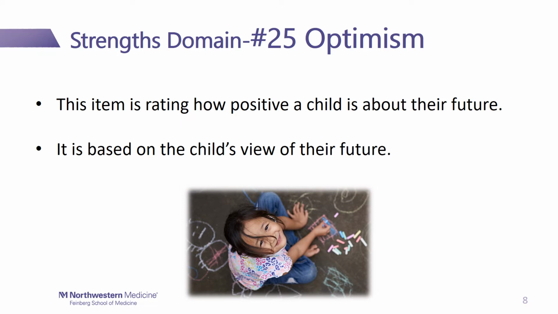A 2 would be a child that has difficulties maintaining a positive view of themselves and their lives. The child may be overly pessimistic. And a 3 is a child that has difficulty seeing any positives about themselves or their lives.